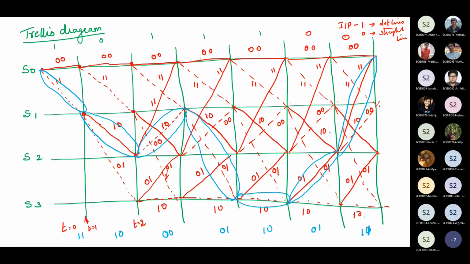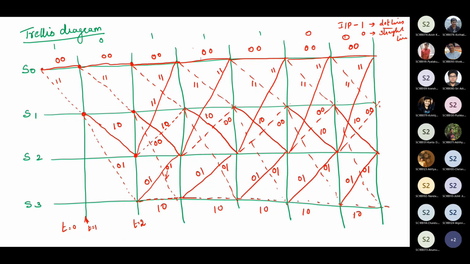Tree diagram I am not teaching. So the trellis diagram and state diagram itself is enough for you to do the encoding. So next one we will go with the decoding. So decoding here in convolutional code, I already told, they are using the Viterbi decoding algorithm.